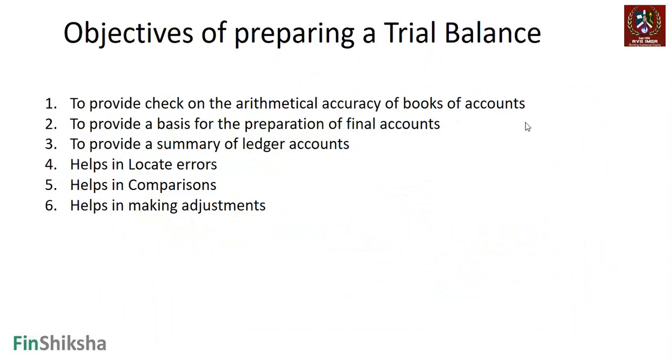What is the purpose or the objective of creating a trial balance? To provide a check on the arithmetical accuracy of books of accounts, because if there is a double entry system problem, you will find there's a problem there. It'll help you in locating errors. So both of these are kind of similar. Provide a basis for preparation of final accounts. It becomes easier for you to locate the accounts and then create final accounts out of that.